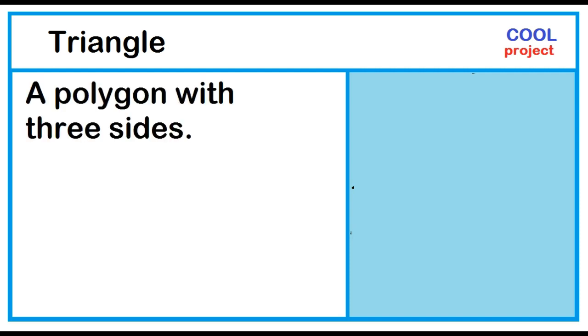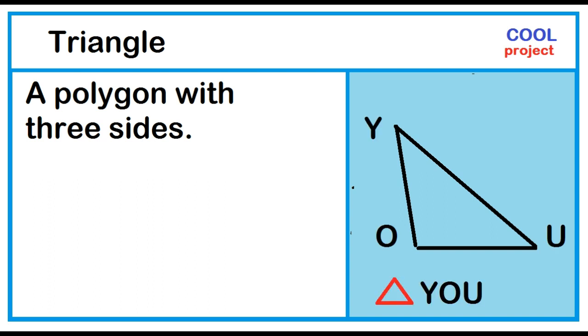Triangles. What is a triangle? A triangle is a polygon with three sides. 1, 2, 3. Let's call this triangle YOU.